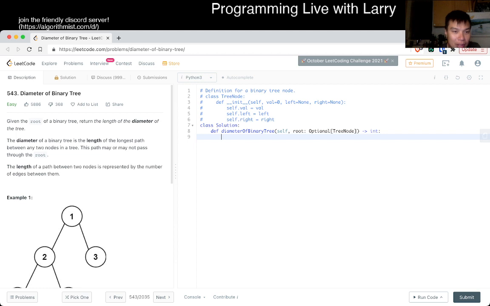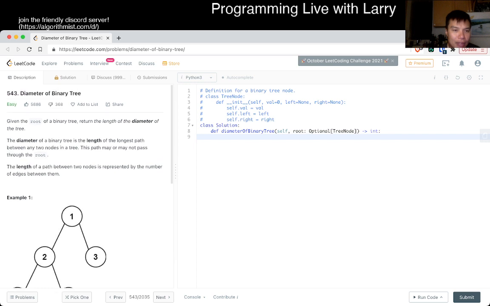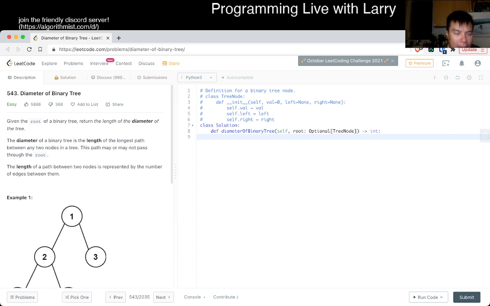Given the root of a binary tree, return the length of the diameter of the tree. The diameter of a tree is the length of the longest path between, okay. So given that this is a tree, yeah, I mean, I think we can actually just, may or may not pass through the root. Okay.